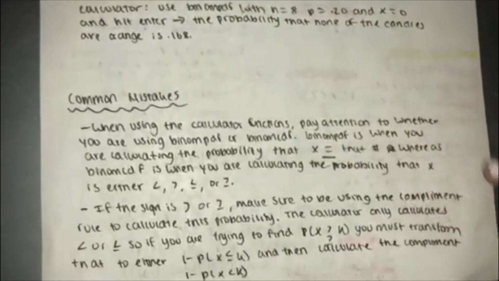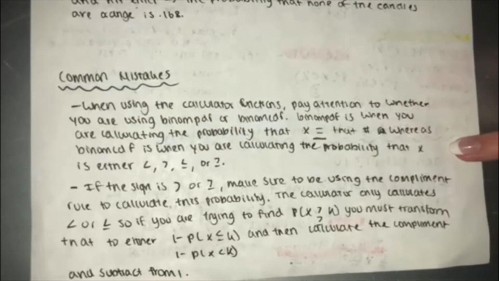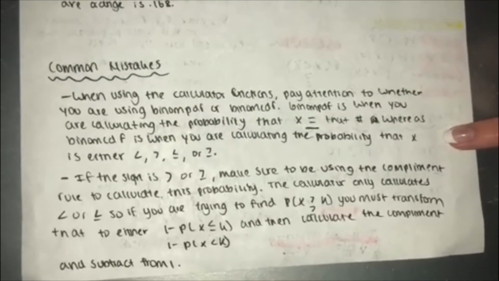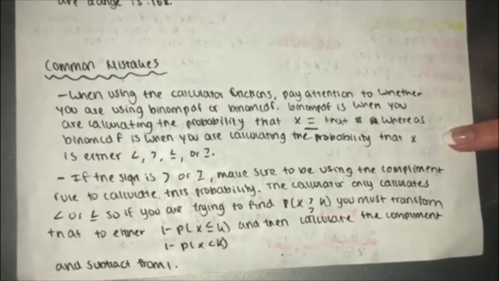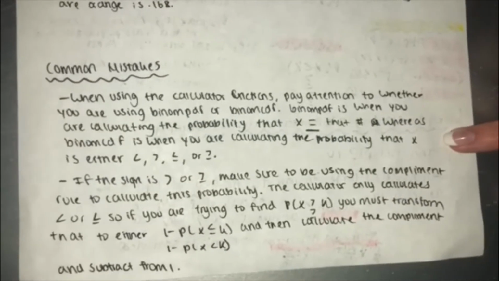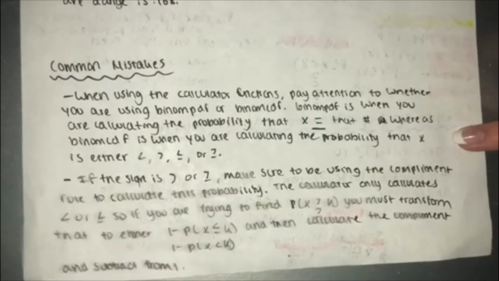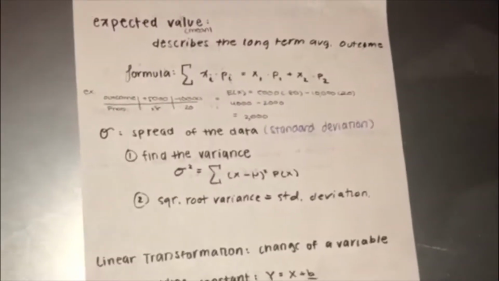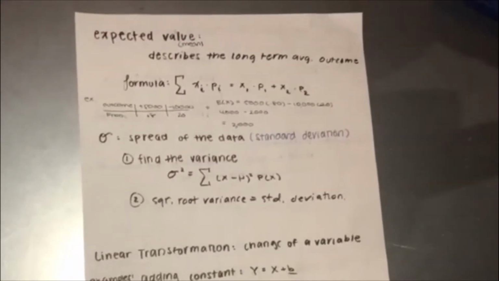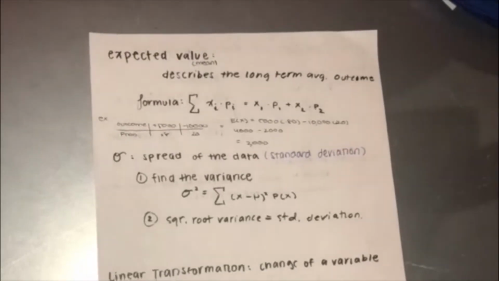For common mistakes, when using the calculator functions, pay attention to whether you are using binompdf or binomcdf. Binompdf is used when you are calculating the probability that X equals that number, whereas binomcdf is when you are calculating the probability that X is either less than, greater than, less than or equal to, or greater than or equal to. For expected value, it describes the long run average outcome, and it's pretty much the mean.